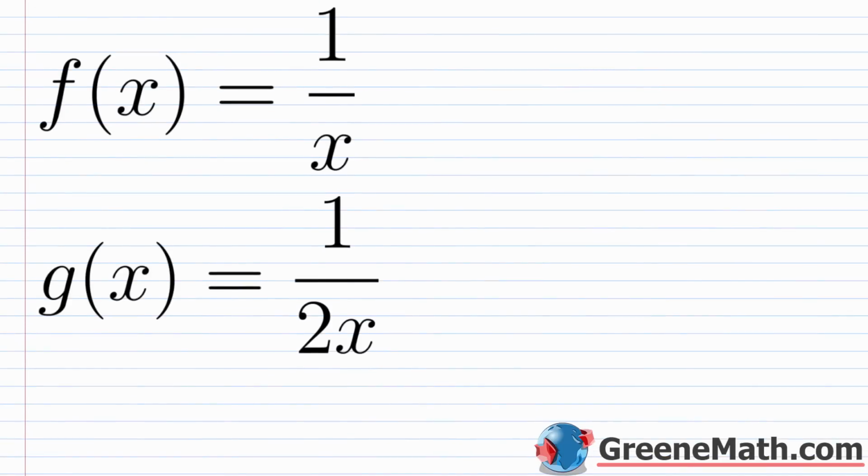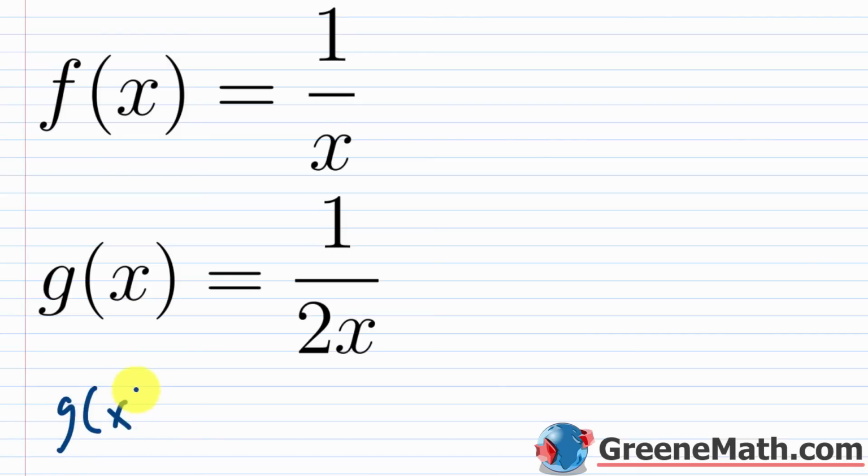So here for f of x, we have 1 over x. And for g of x, we have 1 over 2x. Again, this one is kind of tricky to think about. Well, am I doing g of x as being equal to 1/2 times f of x? Or am I doing g of x as being equal to f of 2x? Again, how you want to answer is up to you. Both answers would be correct. It's just how you want to interpret the problem.